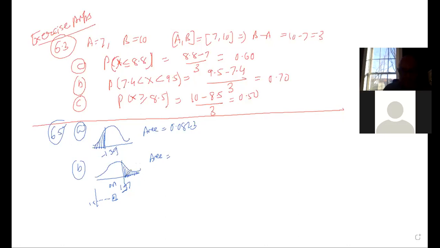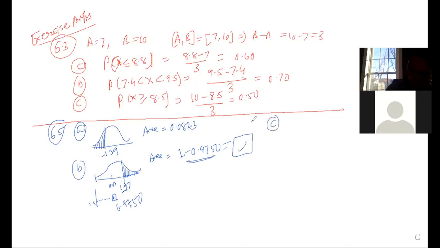This 1.97 is 0.9750. But because the whole area is 1, I can write 1 minus 0.9750, and whatever number we get is the answer. So whenever the greater than sign is there, you always have to subtract from 1. Please keep this in mind.